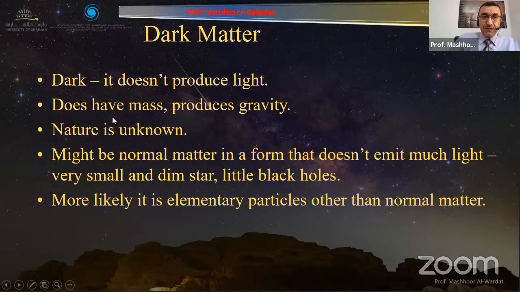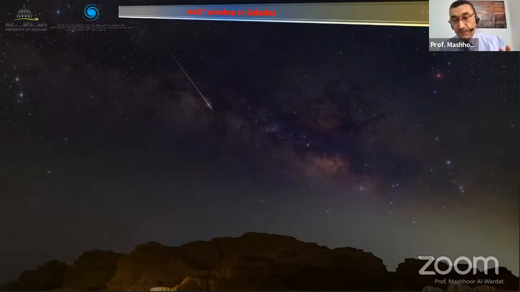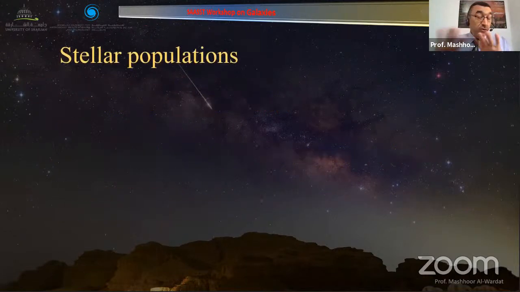So what is dark matter? It doesn't produce light. Does it have mass? Produce gravity, yes. Nature is unknown. Might be normal matter in a form that does not emit much light. Very small and dim stars, little black holes, it could be. More likely, it is elementary particles other than normal matter. So it is still an open question. What is dark matter? I'm not talking about dark energy, by the way. Just dark matter, which is a small portion of the whole universe.